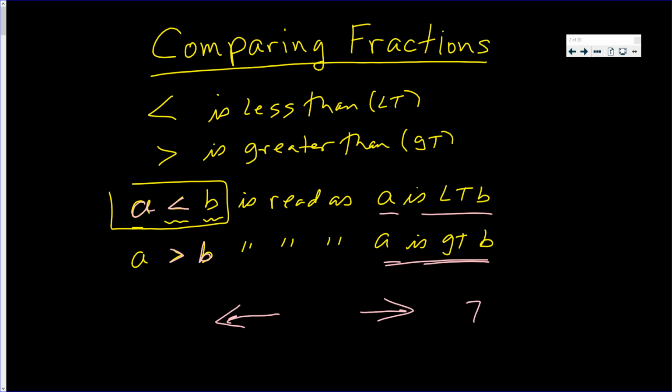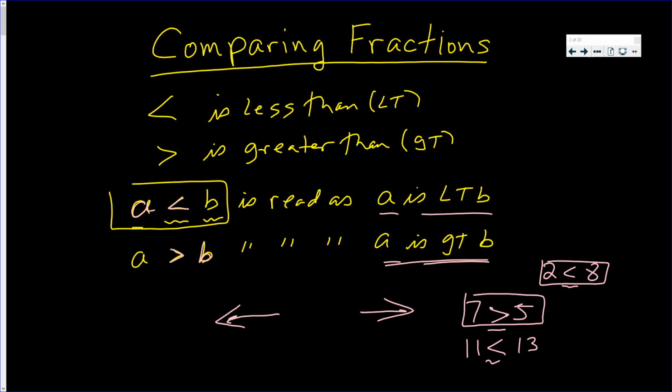Okay, so you have 7 and 5. 5 is smaller. Arrow goes to the 5. 11 and 13. 11 is smaller. So put the symbol that way. 2 and 8. 8 is smaller. Put the symbol that way. Notice I'm not even saying what this symbol means. I'm not even saying, oh, 2 is less than 8, 7 is bigger than 5, 11 is less than 13.